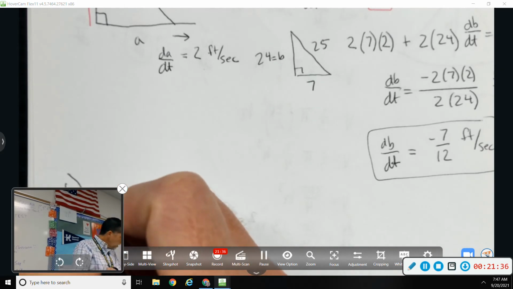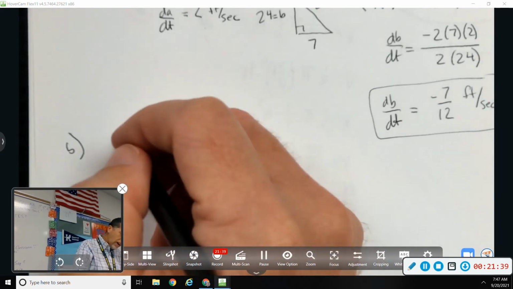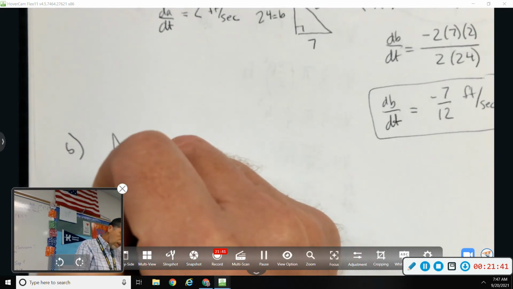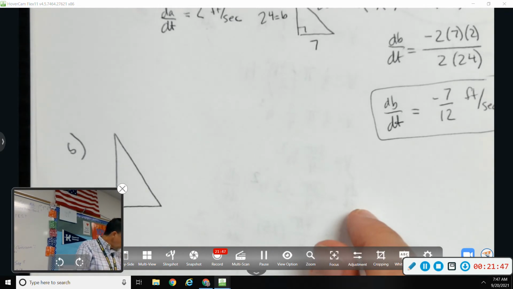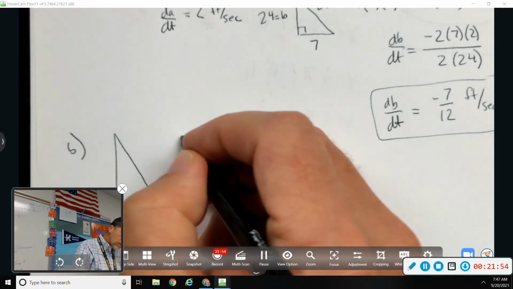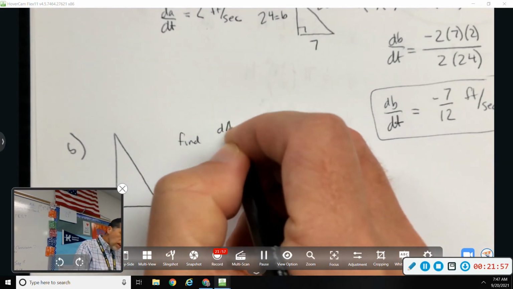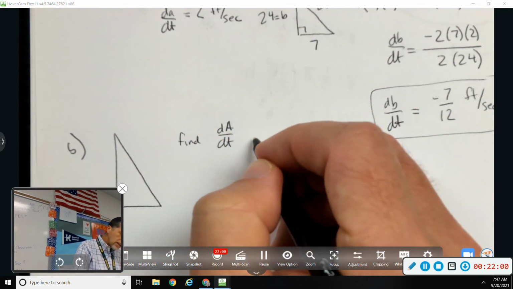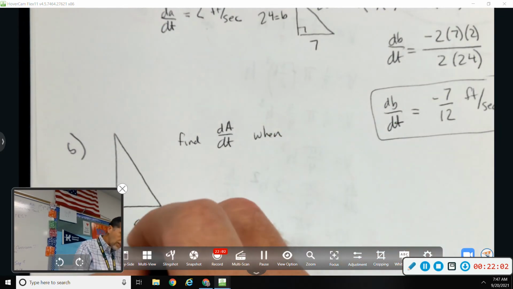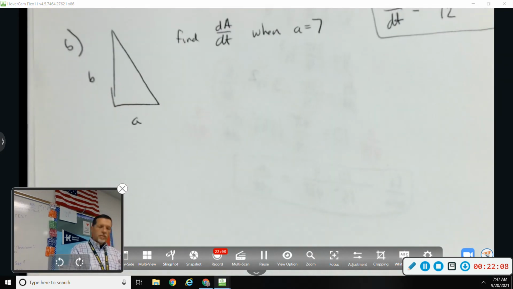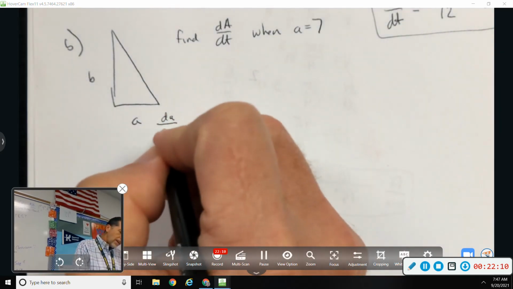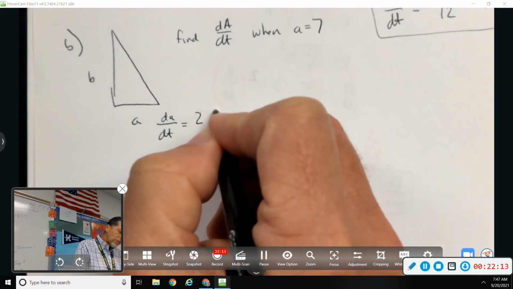Part B. Consider the triangle formed by the base of the house, the ladder, and the ground. Find the rate at which the area of the triangle is changing when the base of the ladder is 7 feet from the wall. Find dA/dt. This is going to be tricky because we have lowercase a's and uppercase A's, but when lowercase a is 7, and da/dt for lowercase a is still 2 feet per second.